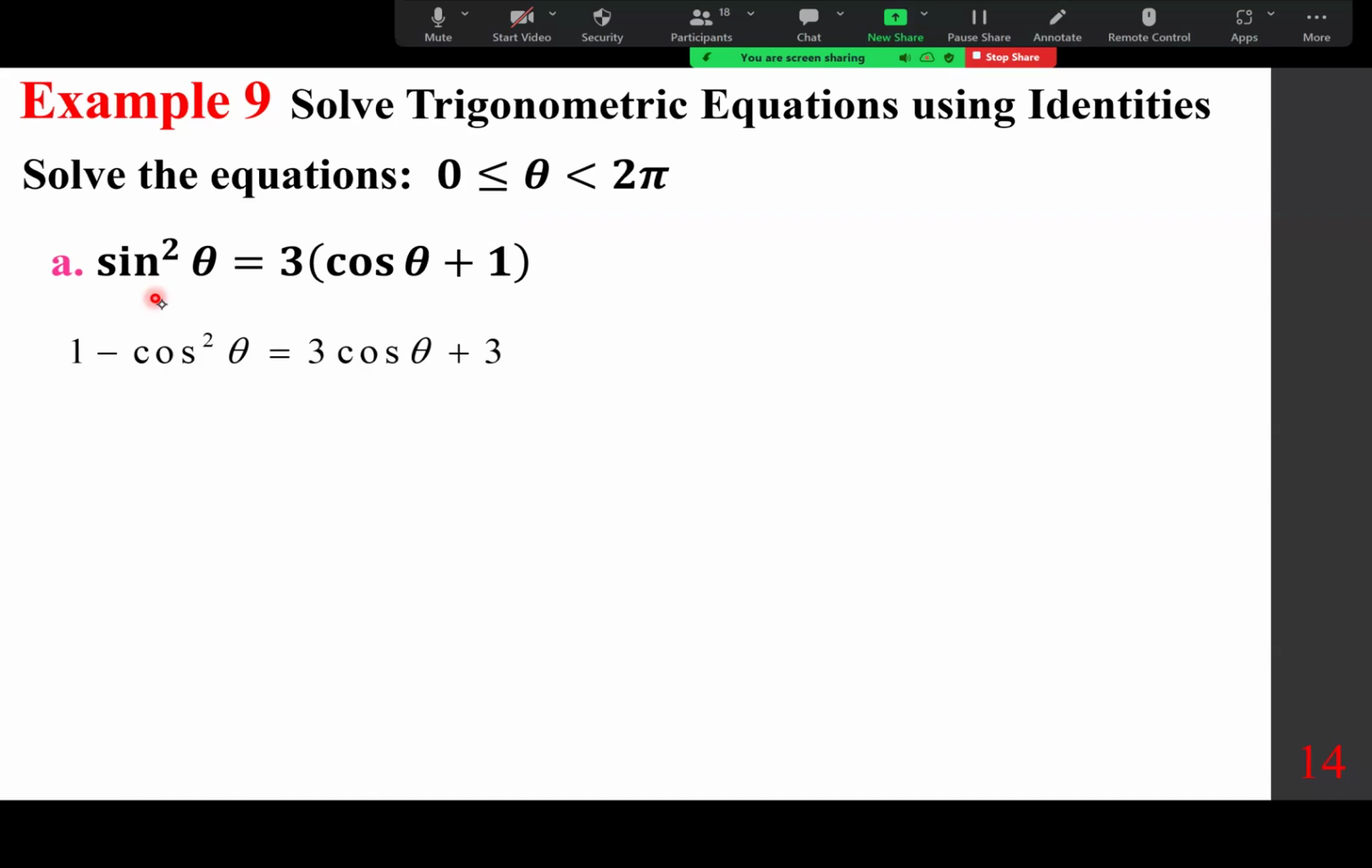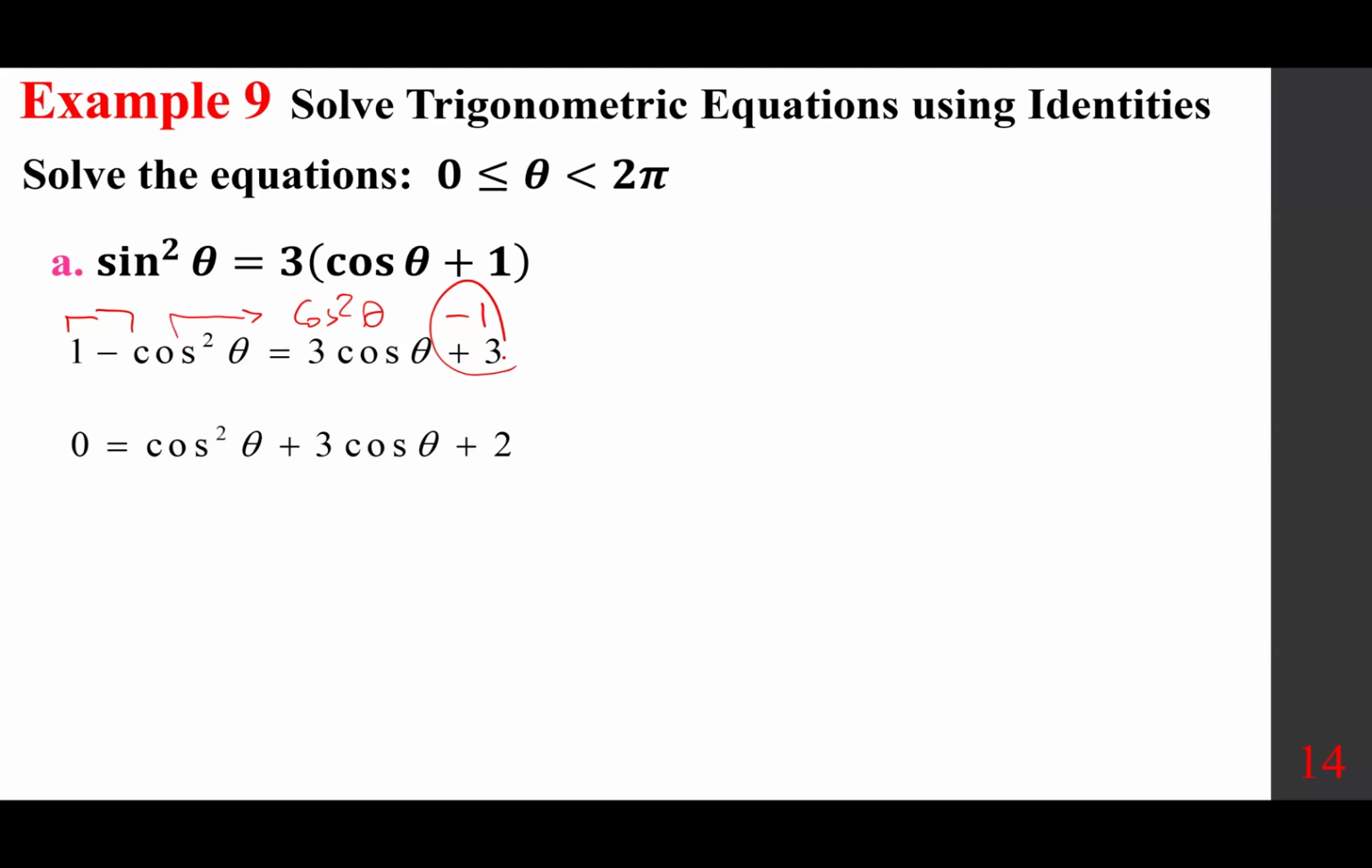Since we want to put this in descending order and all on the same side, we move this one becomes positive cosine squared, and we move this one becomes minus 1. So we get cosine squared plus 3 cosine theta plus 2. Definitely, that's an easy factoring.